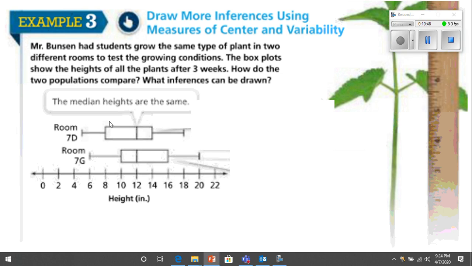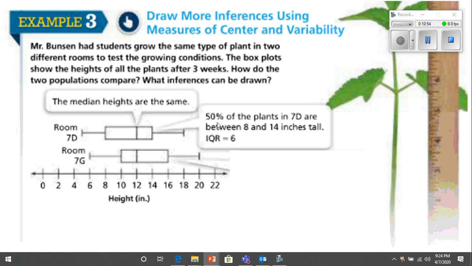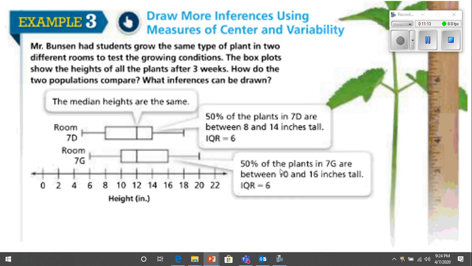Well, first we can say that the median heights are the same. They're both sitting at about 12. We can also say 50% of the plants in 7D are between 8 and 14 inches tall. The interquartile range is 6 because 14 minus 8 is 6. 50% of the plants in 7G are between 10 and, sorry, 16 inches tall. And 16 minus 10 will give us 6, so the interquartile range is 6.